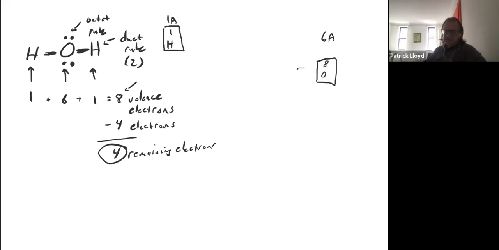You draw the skeleton. You count up the number of valence electrons. You subtract the ones that you've already drawn in, and then you distribute the remaining electrons onto the atom that needs 8. Okay. So hydrogen is never going to have more than 2. So let's try another example. Now I'm going to show you one that's exactly from Alex.